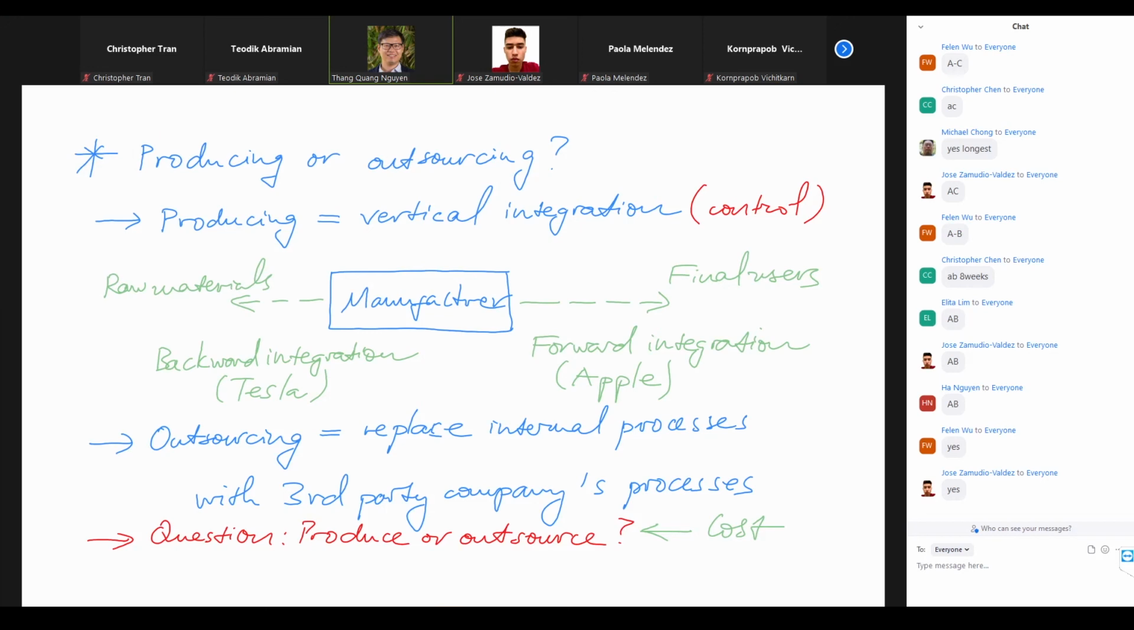When we say another company, it doesn't have to be in another country. Another company here is just another process that will replace our own process. Of course, a lot of the time we outsource it to another country, but it is not necessary to outsource to another country. So I would like to show you the example for this producing or outsourcing topic.